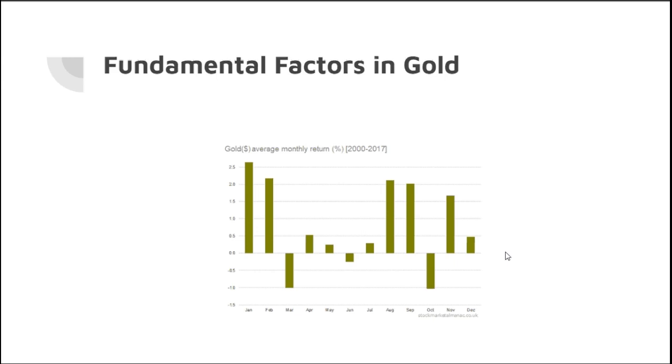Alright, in gold this is quite similar. We have here a chart of the average monthly return in gold from the year 2000 up to 2017, and as we can see, we have some bullish months in January, February, August and September, and some bearish months in March and October.